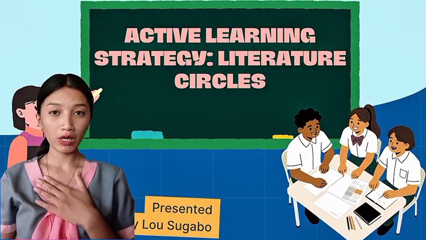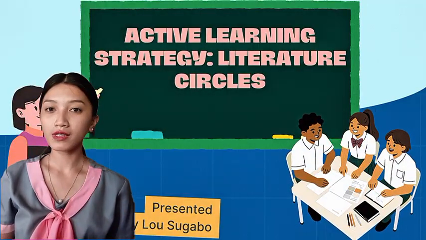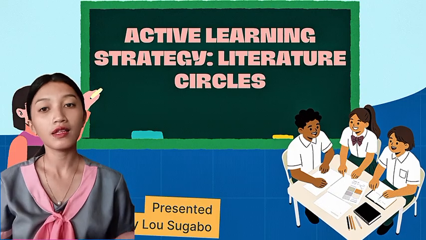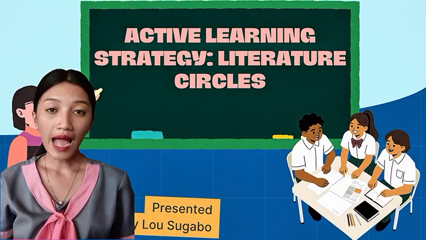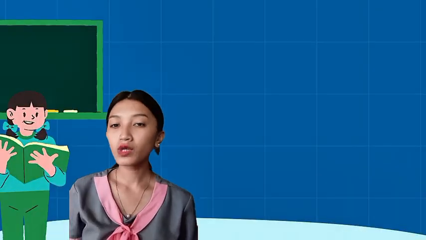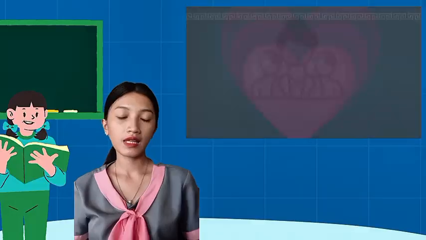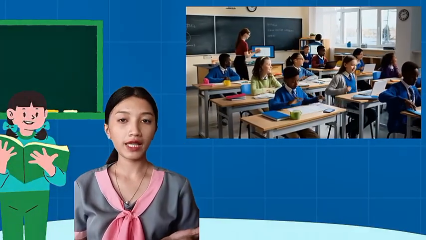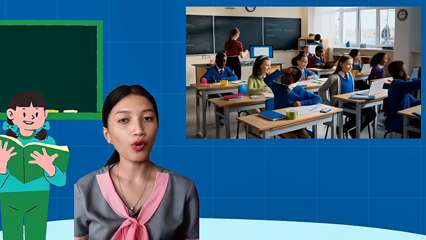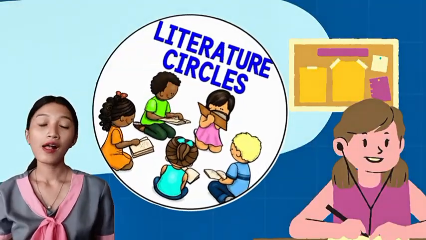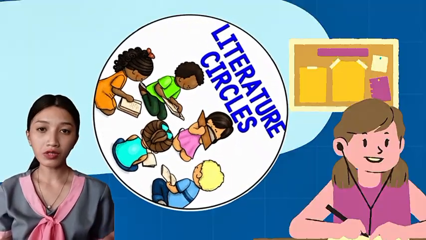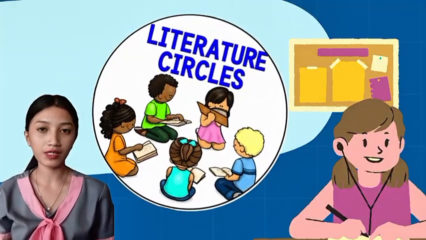This is me again, Mary Luque Sugabo, and in this presentation, I will discuss literature circles as an active learning strategy. In the 21st century classroom, learners are no longer limited to listening and memorizing. Learners are expected to think critically, communicate effectively, collaborate with others, and be responsible for their own learning. Again, this lesson is all about literature circles as an active learning strategy.